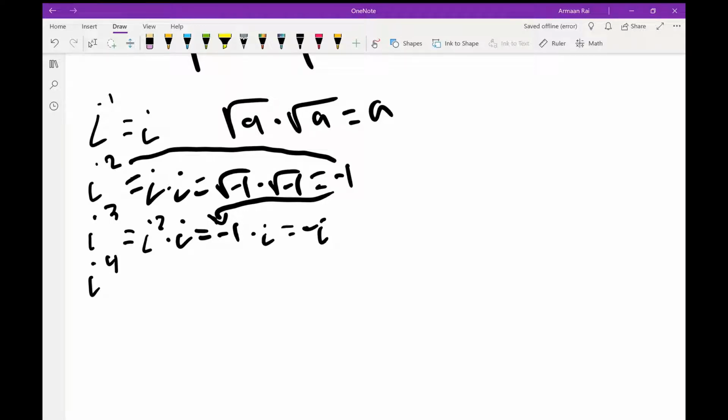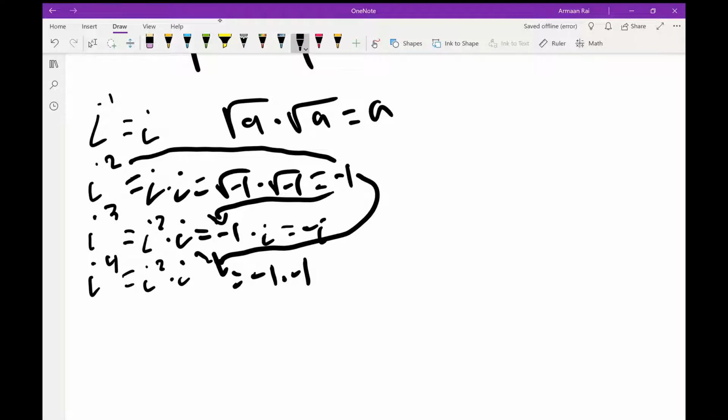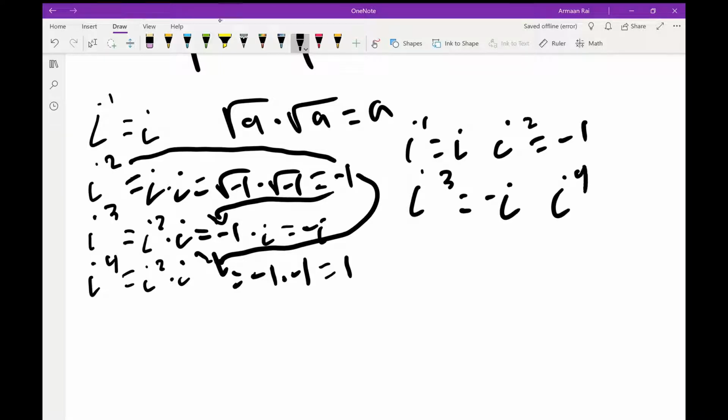Now it's i to the fourth. Well, i to the fourth equals i squared times i squared. We know i squared, so let's just plug that in. Equals negative 1 times negative 1. What's that equal? That's just 1. So, i to the first equals i, i squared equals negative 1, i to the third equals negative i, and i to the fourth equals 1.